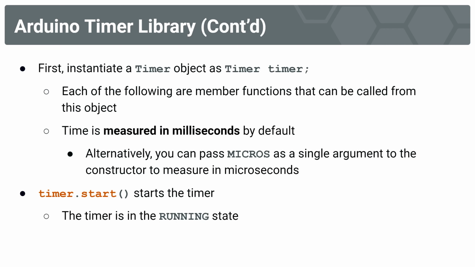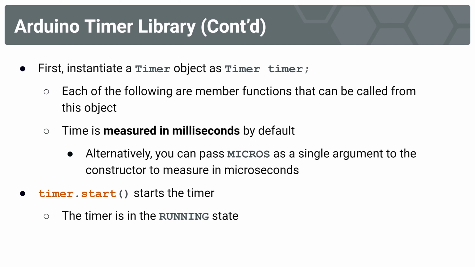So this library is pretty simple to use. We're going to instantiate a timer as such, and then we are going to call its member functions. Time is going to be measured in milliseconds by default. Keep that in mind. But when you instantiate this object, if you were to include the parentheses and pass micros as an argument to that constructor, you could instead measure in microseconds. But again, back to the member functions.